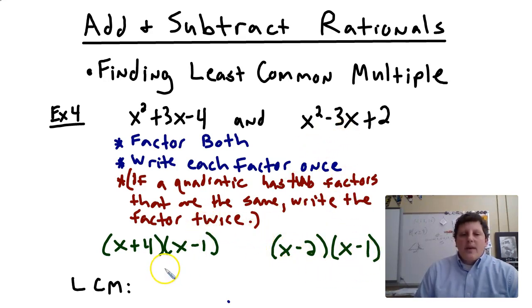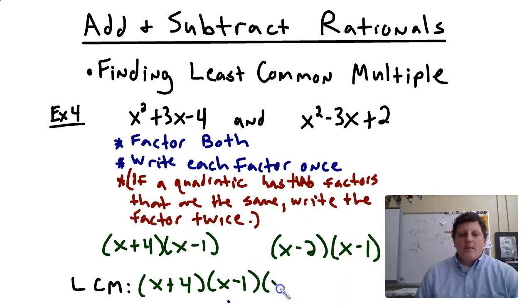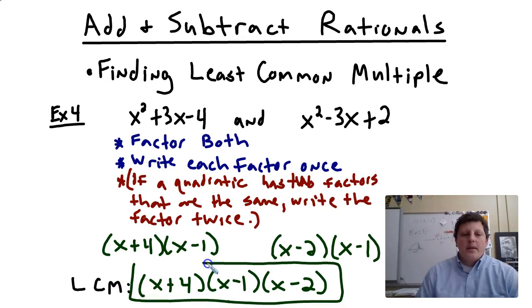So I'm going to write each factor once. So x plus 4 is part of my least common multiple. X minus 1 is part of my least common multiple. And since x minus 1 is part of the factoring of the left side, I don't need to write it again when I get to it on the right side. I only need to write them once. The only time you would write it more than once is if you had x minus 1 two times as a factor of one polynomial. And that's not happening here. So we're just going to write each factor once, and that is our least common multiple.